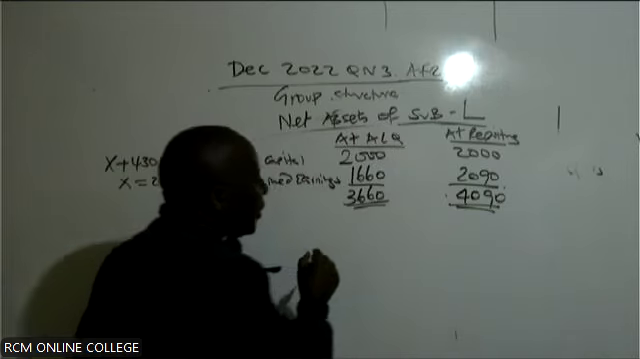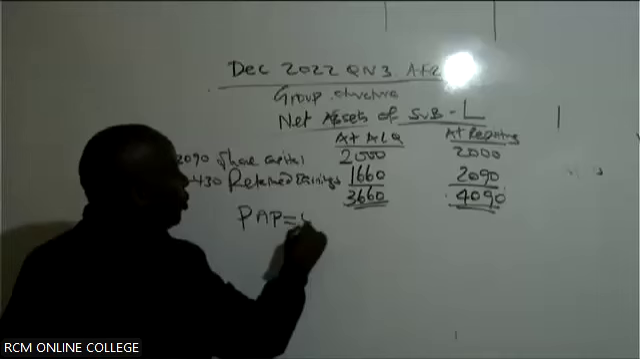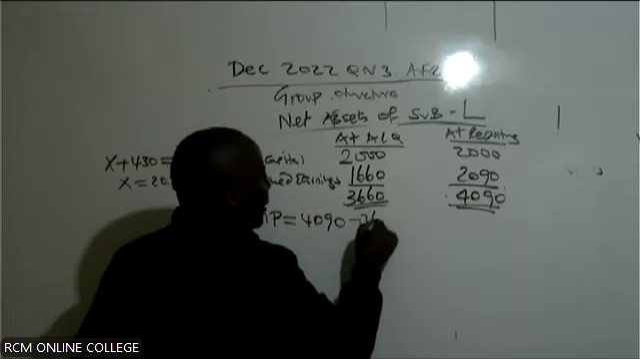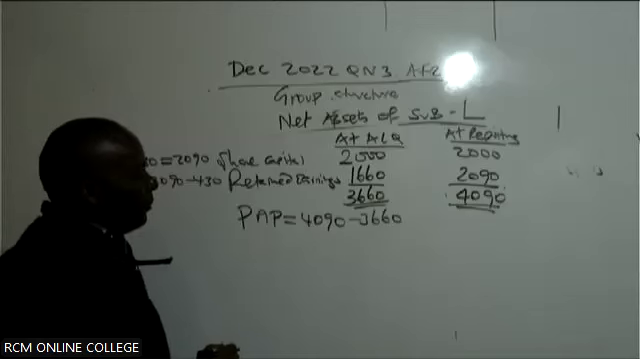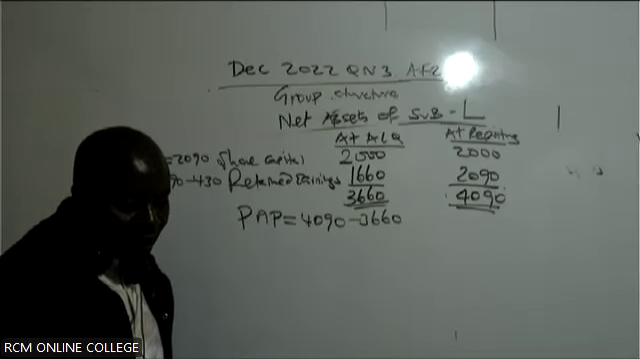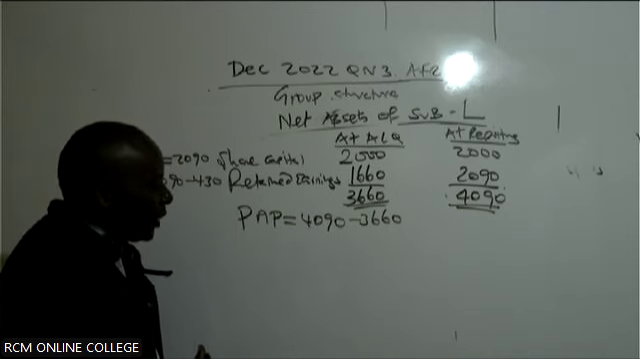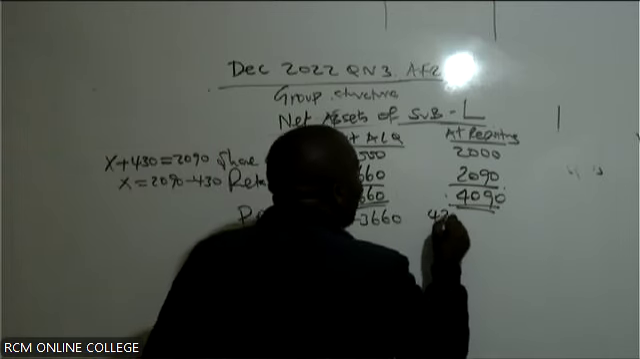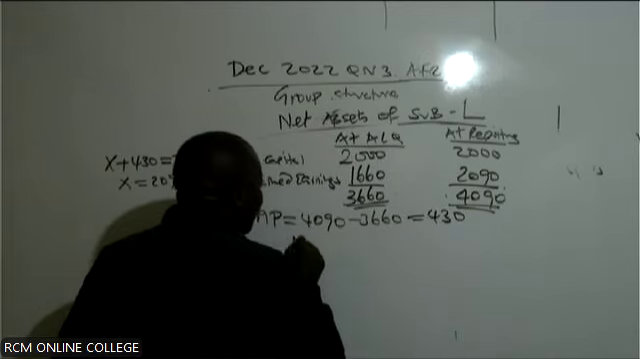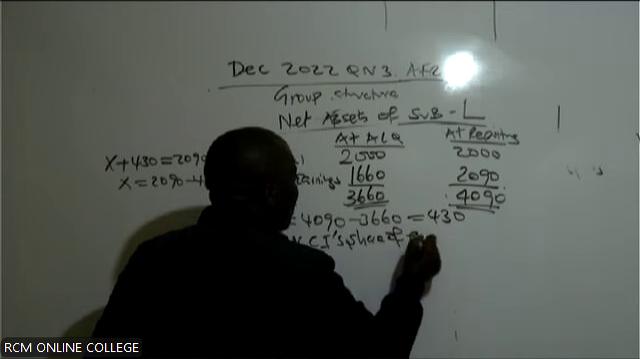So give me in this case the growth in net assets, the post-acquisition profit, which will be 4090 minus 3660. Is there somebody who is able to give me this difference? This ends up giving me 430. So please give me NCI's share of post-acquisition profit.